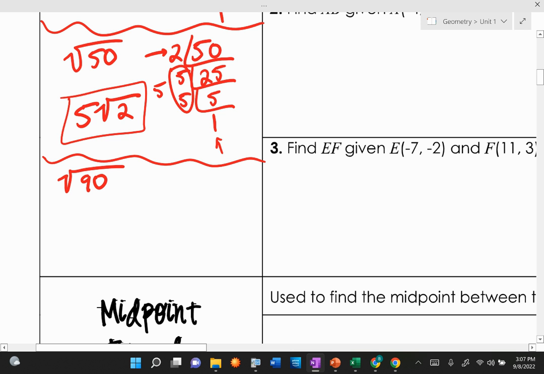I don't have that space. Yeah, just kind of do it wherever. If you need to, you can do it on a separate piece of paper.